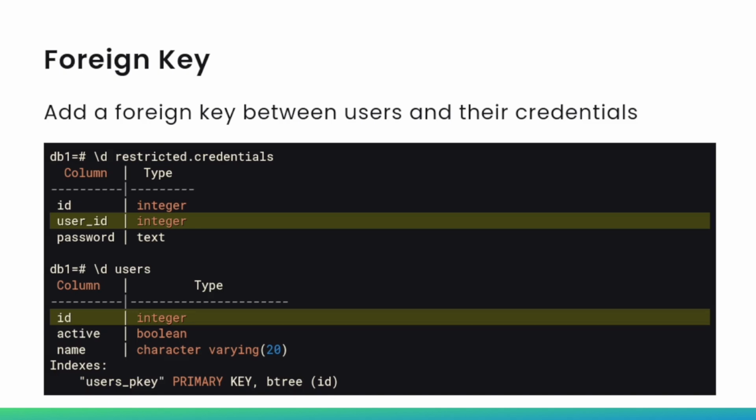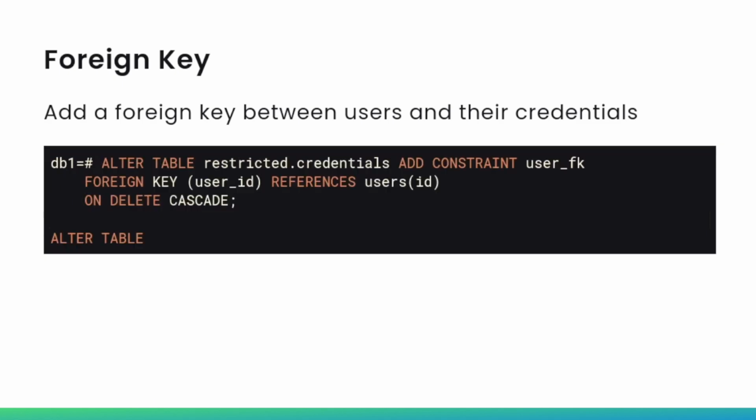So if we want to make sure that we don't add credentials for non-existing users, we can use a foreign key constraint. So let's see what it looks like. So we alter the table restricted credentials because we want to add a constraint. So alter table restricted credentials, add constraint with the name of the constraint. I like to use FK, foreign key constraints. It makes them easier to identify. And then we say foreign key user ID references user's ID on delete cascade.